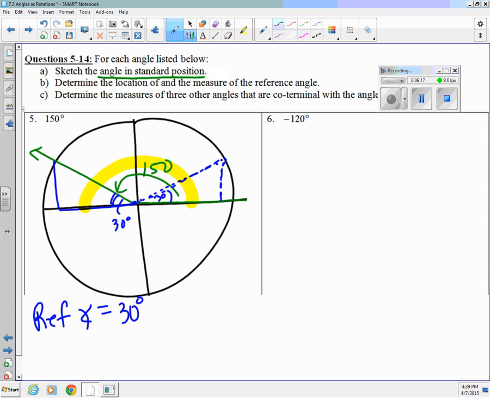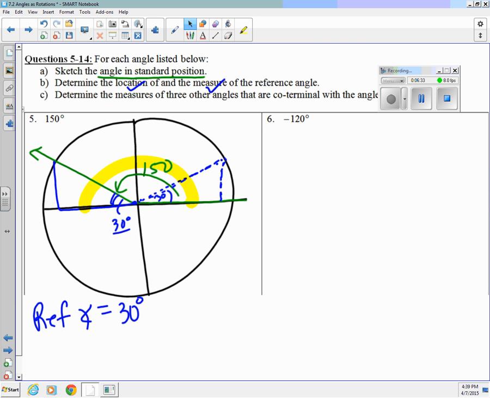That's the symmetry that exists that a lot of people were referring to today. Okay, so that's my reference angle, and that's where it's located. So we determine the location and the measure of the reference angle. Now I want to determine the measures of three other angles that are coterminal.